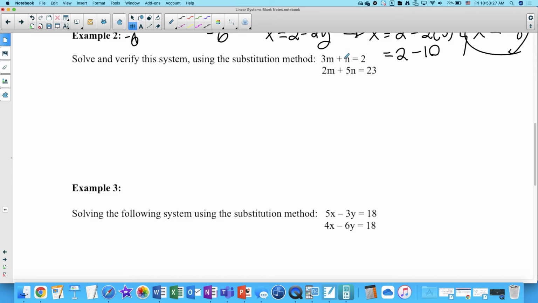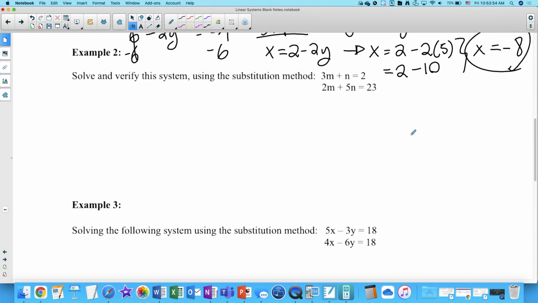That's not always fun. Okay, so I'm going to choose n, and these other ones would be okay, right? It would take more than one step to isolate, but that's fine. We would still end up with terminating decimals, and so we could just work with decimals. Okay, so let's start in step 1. If I want to isolate n, I have to subtract 3m from both sides. So I will have n equals 2 minus 3m.